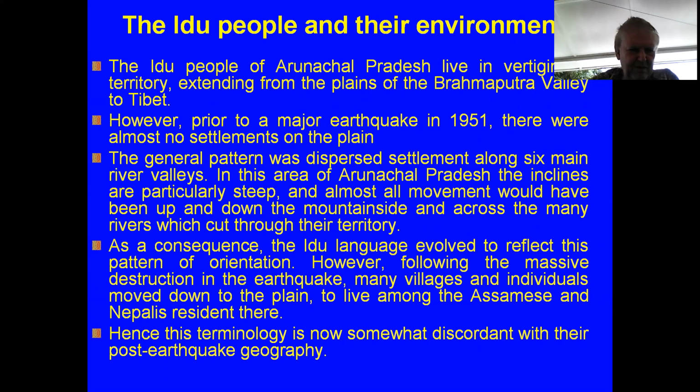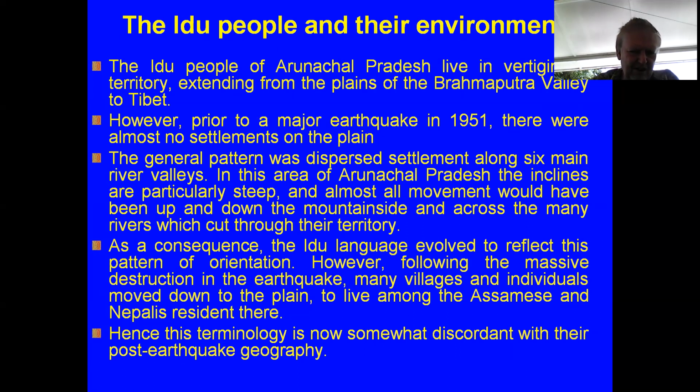Okay, so the Idu people of Arunachal Pradesh live in vertiginous territory. It goes all the way from the plains of the Brahmaputra Valley to the Tibetan High Plateau. However, there was a pretty major earthquake in 1951, and before that, there were basically no settlements on the plain. The general pattern was rather dispersed settlement along six main river valleys, and these correspond even today to the six main lineages of the Idu.